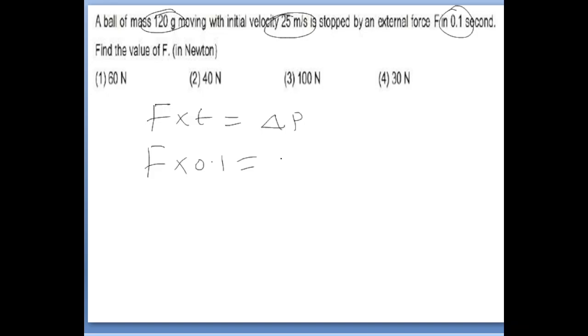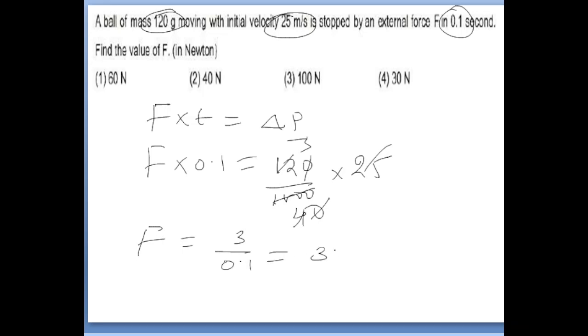Change in momentum: final momentum will be 0, initial momentum will be non-zero. Momentum is nothing but mass into velocity. Mass is 120 by 1000, since gram is given, so I have converted to kg, into velocity 25, which is nothing but 25 into 120 by 1000. The zeros get cancelled. This will be 3. Then you will write F equal to 3 by 0.1, which is 30. Very simple question. Option B is your answer. I hope you understand this question.